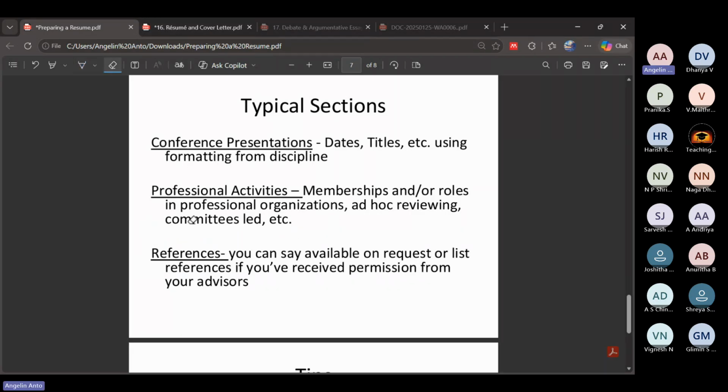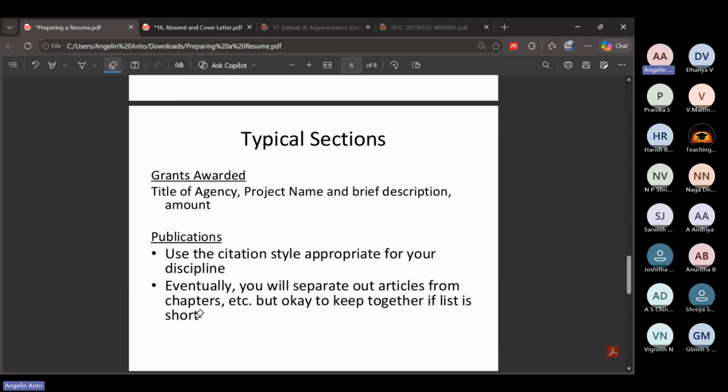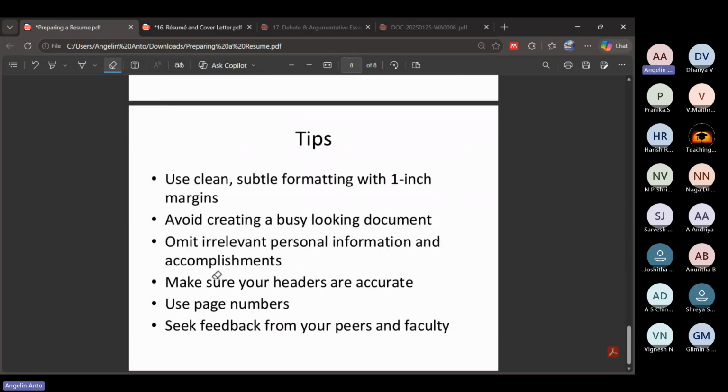So again, this depends on whatever experience you type out. Tips, you don't need to know this for now. Irrelevant personal information. So stuff like, okay, I was divorced, or maybe marriage could be important if they ask for marital status or something. But besides that, no irrelevant personal information. Avoid creating a busy looking document. So try not to clutter it. This is generally for resume writing tips. You don't have to follow this for a composition. Yeah, this is all done.